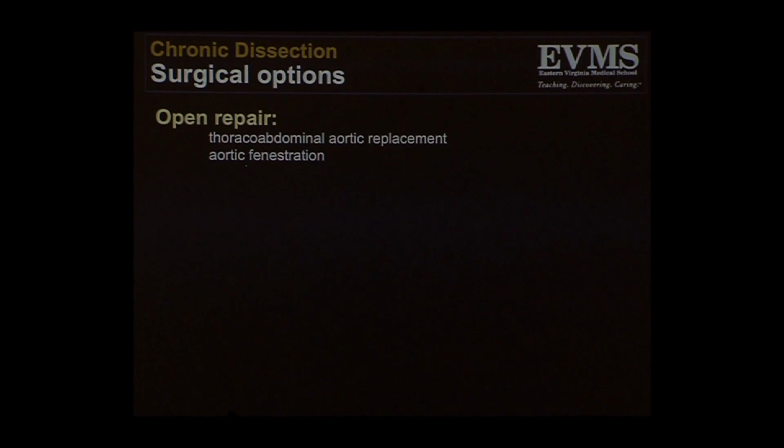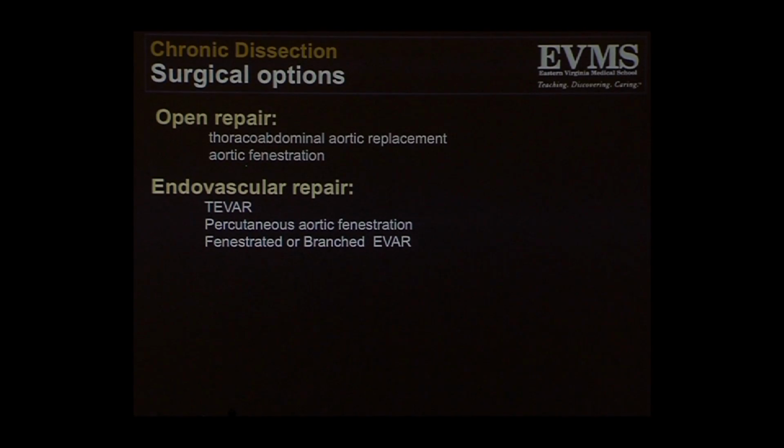The surgical options that we considered: open repair. We still do a lot of thoracoabdominal aortic replacement. It's still a very fun operation to do. Open aortic fenestration, I would say, is not quite as commonly done as in the old days before we had TEVAR. For endovascular repair, we do TEVAR. We consider doing percutaneous aortic fenestration as well in certain situations.